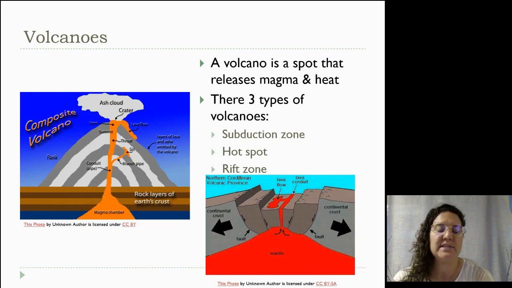So a volcano is a spot on the Earth's surface that releases magma and heat. And like we said, they occur typically at three different zones: a subduction zone where one plate goes underneath another, so we have magma near the Earth's surface; a hot spot; or a rift zone where two plates are coming apart.